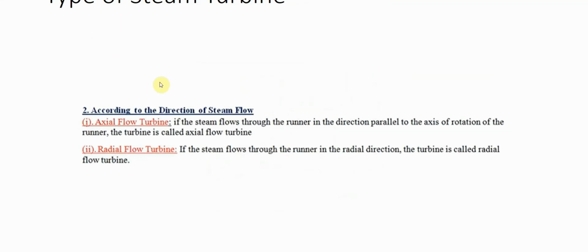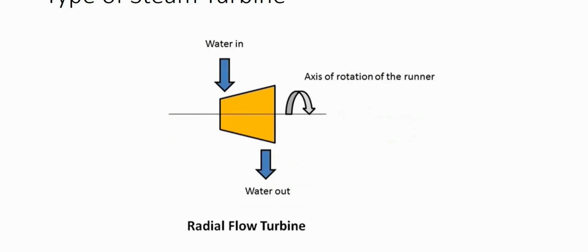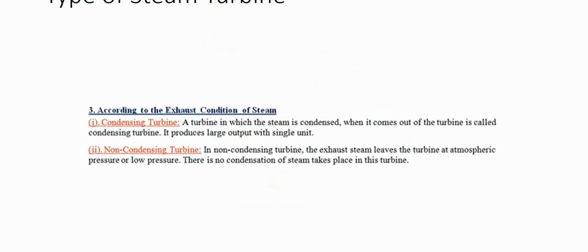And then the types of turbine, for example, according to the direction of steam flow. According to the direction of steam flow, there are also two types of steam turbines. For example, axial flow turbines, and then there is the radial flow. So you can see here, axial means the flow is along the axis, and radial, the axis is this one, it rotates, but the flow is in this way. So perpendicular, you can see this is the radial flow.